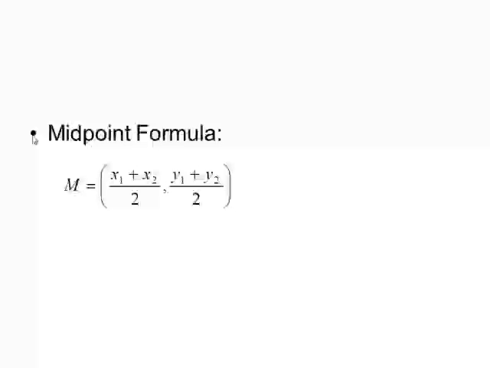The midpoint formula also will not be provided on the test. I don't have a pictorial way of thinking about this. But what the midpoint formula is doing is taking the average of the x's and the average of the y's. Because if we're looking for the middle of something, we're looking for the average. So we add together the x values and divide by 2, and add together the y values and divide by 2.